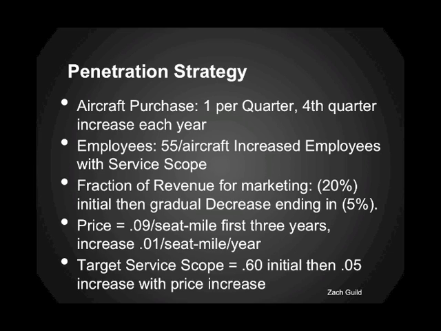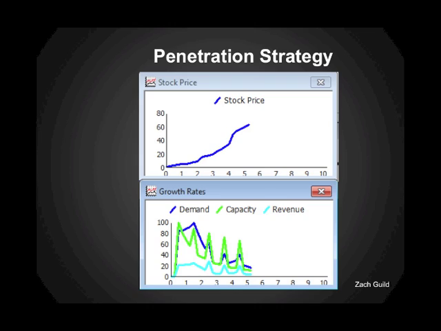For our employees, we try to keep them at 55 per aircraft. Every time we increase the service scope, we added employees as well. For the fraction of revenue for our marketing, we started a high amount of marketing at 20% and decreased by 5% per year. For our price, we started at 9 cents per seat and increased the price by 1 cent per seat every year. For our target service scope, we initially started at 60%, but increased by 5% with the price increase.